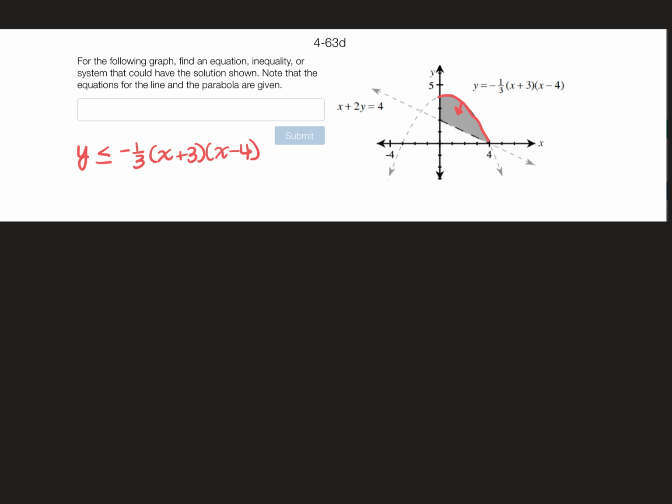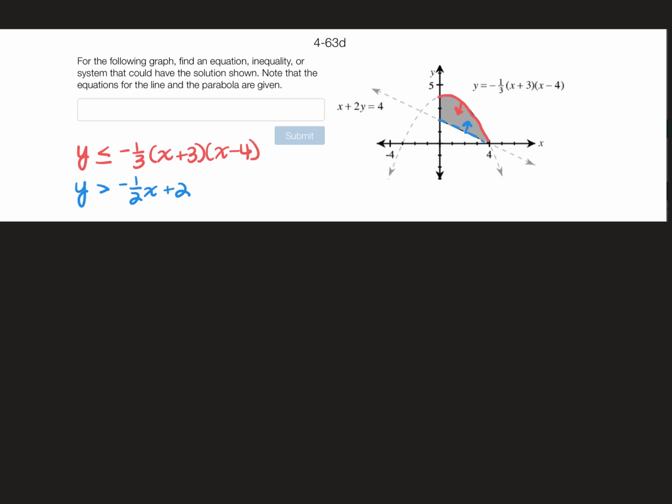We've also looked at this before too. It's everything above the line that we're given. Now we've written that a couple of times, so it's going to be greater than but not equal to, because it's a dotted line, negative 1/2 x plus 2.